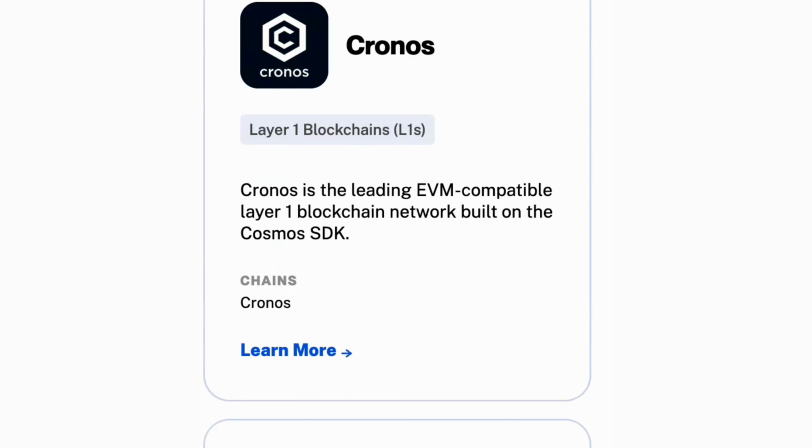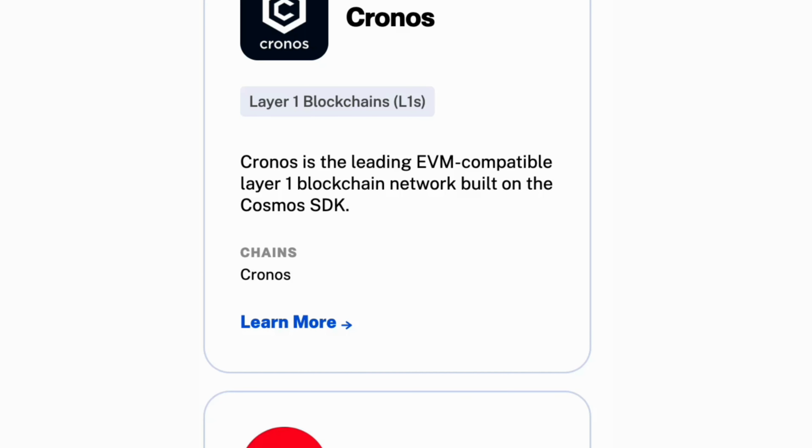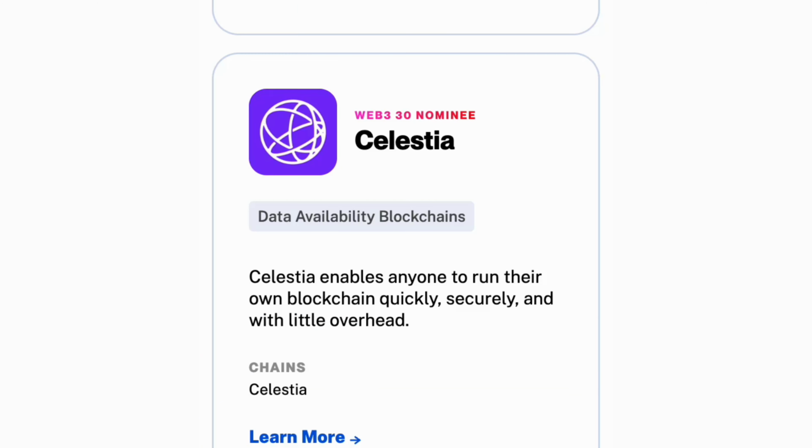After that we have Cronos. I hope I'm pronouncing this correctly, and it's again a layer 1 solution which allows you to build your application, and it's EVM compatible and SDK compatible as well, but there is a scalability issue in this particular network. After that we have Celestia. I hope I'm pronouncing this correctly, Celestia, and it's a data availability blockchain, so you can easily upload data and simply interact with that.